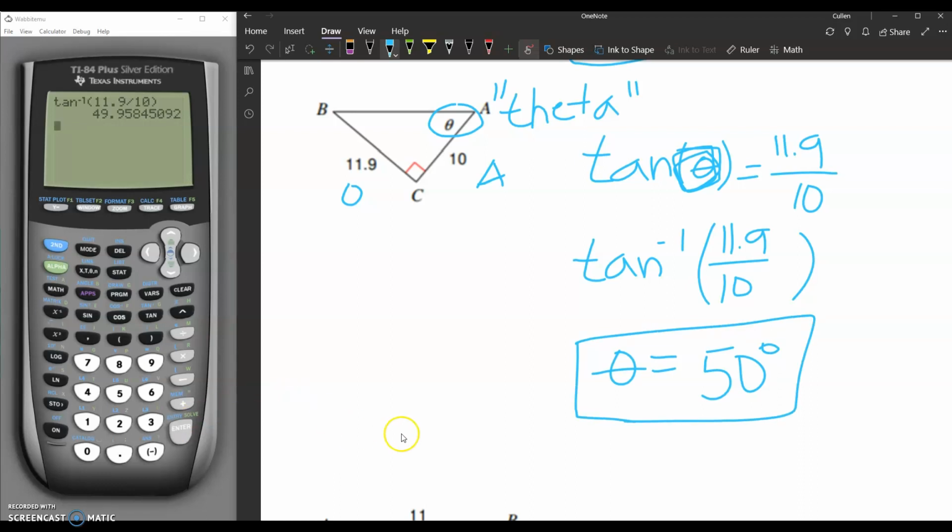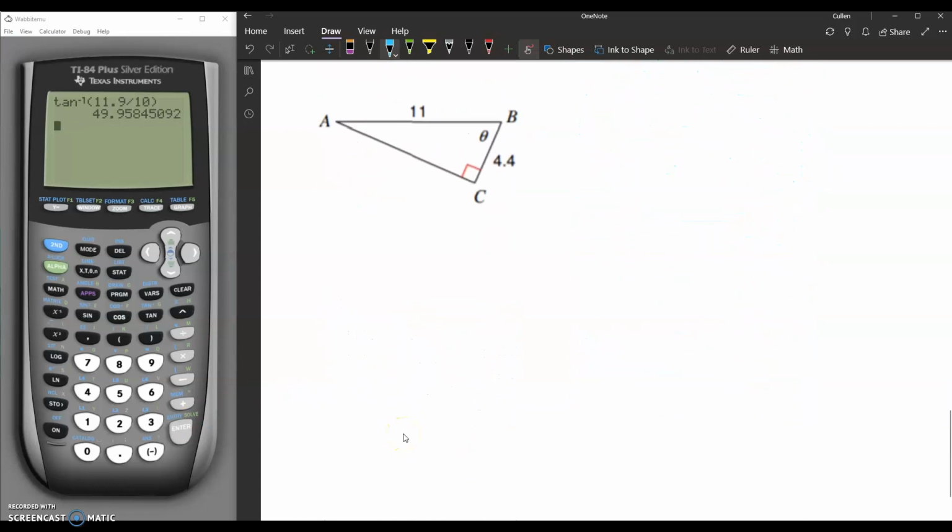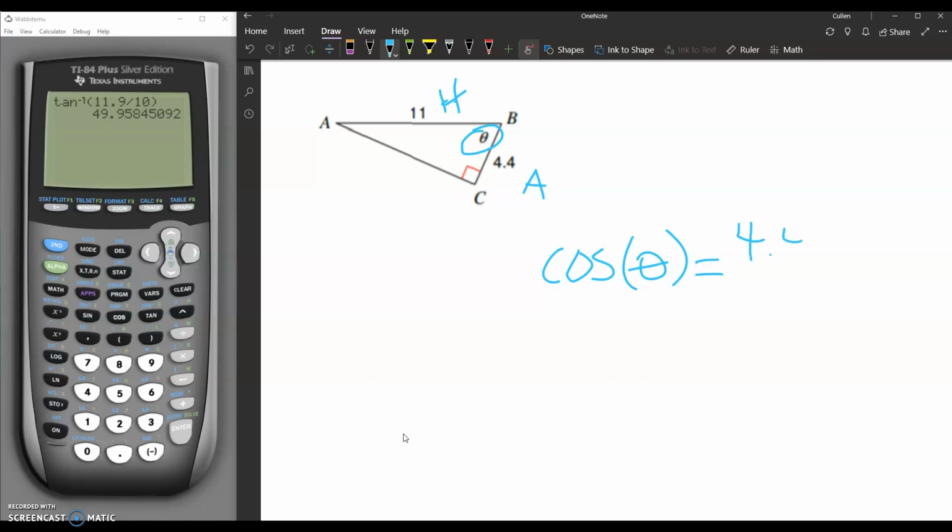Let's do one more of those. Not all of them will be tangent. Let's go look at this triangle. So here our sides are 4.4 is adjacent, 11 is hypotenuse. So this is going to be a cosine problem. So I'm going to do cosine of the angle, and in this case we do not know the angle, so I put in theta as my placeholder, and I solve for it. And then I set it equal to the adjacent, which is 4.4, over the hypotenuse, which is 11, because cosine is adjacent over hypotenuse.